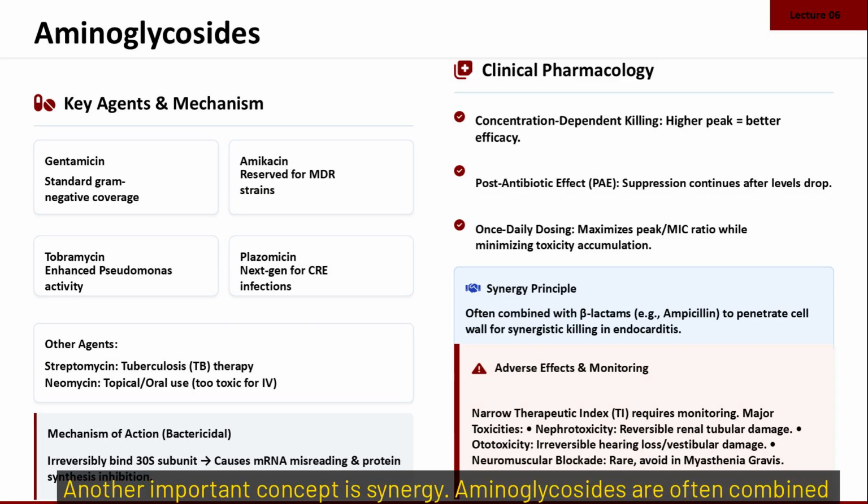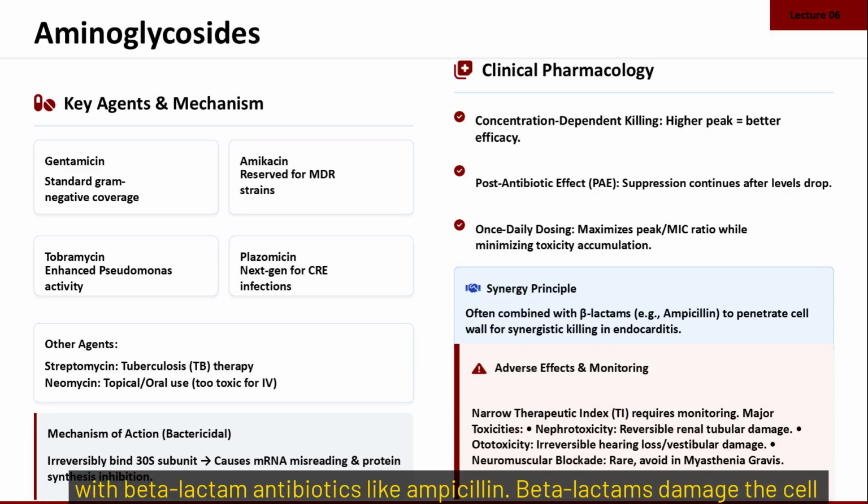Another important concept is synergy. Aminoglycosides are often combined with beta-lactam antibiotics like ampicillin.